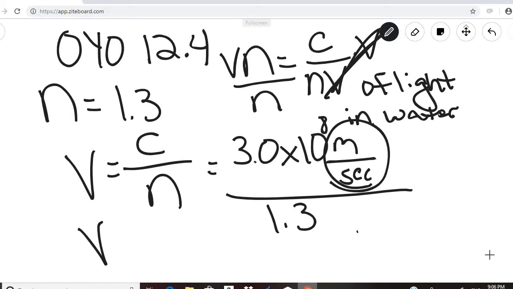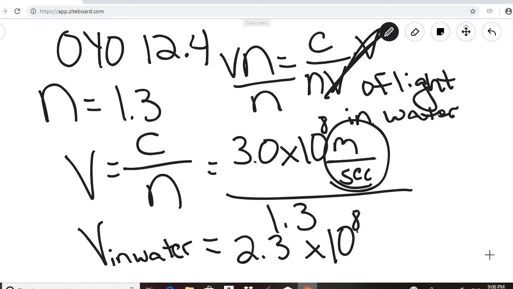So the velocity in water will be equal to, when the numbers come out, we can have two significant figures, so it comes out to 2.3 times 10 to the 8 meters per second. Okay, so the speed of light in water will be 2.3 times 10 to the 8 meters per second. Okay, then let's look at 12.5 on your own.